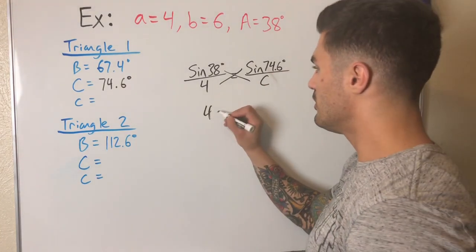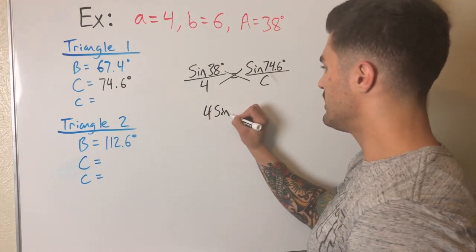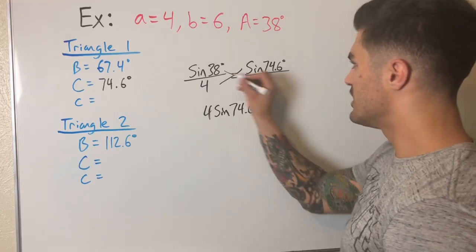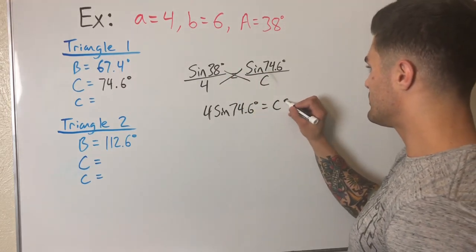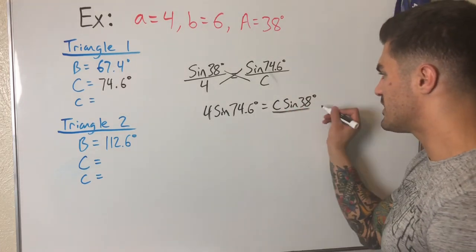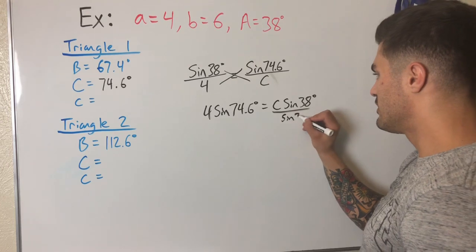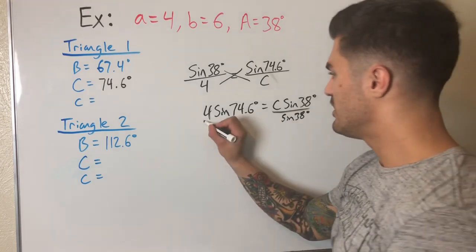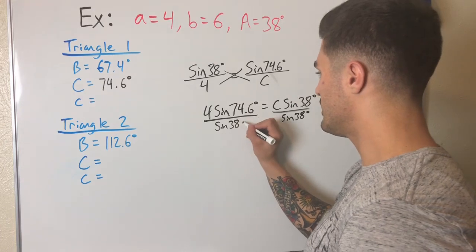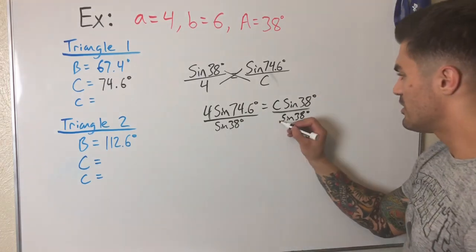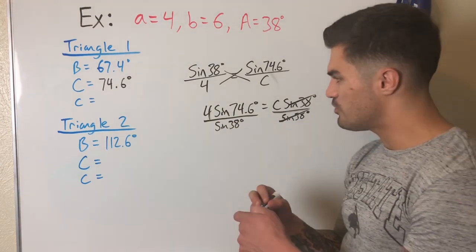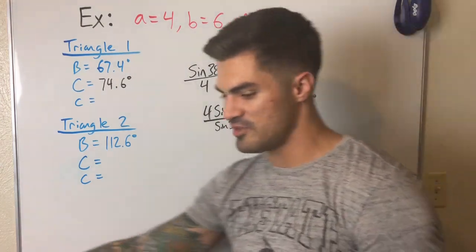So 4 times sine of 74.6 degrees equals C times sine 38 degrees. So now basically I divide both sides by sine 38 because I want to find C. And this is nice because I don't have to use inverse at all. I don't have to worry about any of that stuff. So I can just cancel. Now I have C equals 4 times sine 74.6 over sine 38 degrees.